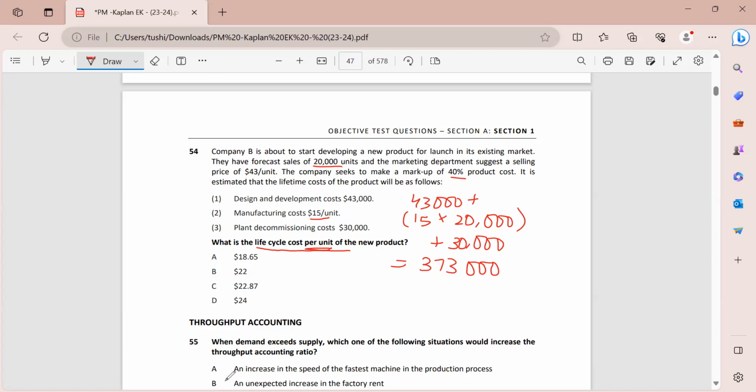Now, if I want it per unit, so per unit will be 373,000 divided by 20,000. And if I work that out, I get my answer as 18.65, which is option A. With this, we have come to an end of this subtopic, which was life cycle costing.